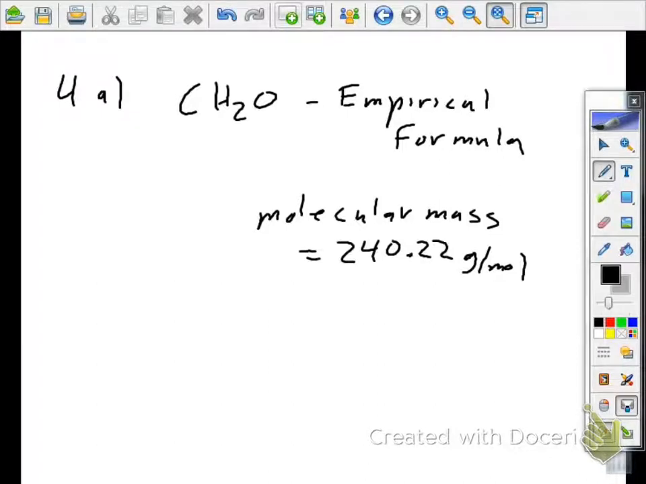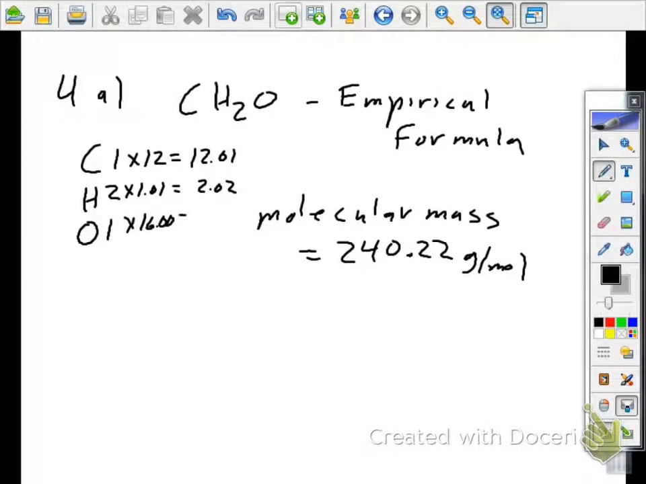All right, we have 4A. 4A should be pretty easy. They give you an empirical formula, and they give you a molecular mass. So we can realize that if we add up the carbon, there's 1, we have 2 hydrogens, and we have 1 oxygen. We're going to have an empirical formula mass of 30.03.